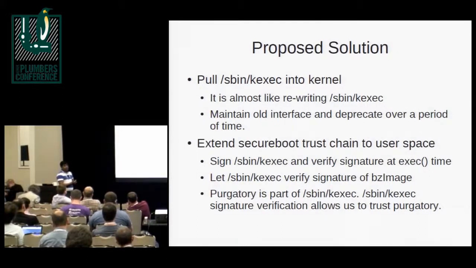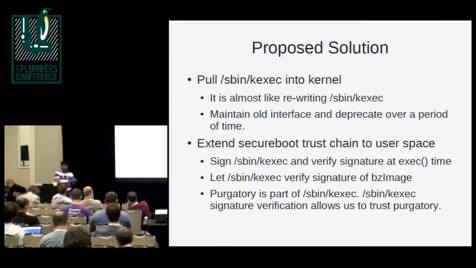So I went ahead and implemented proof of concept patches for the second approach. Sign sbin kexec, verify the signature of the binary at exec time, and then kexec verifies the signature of the new kernel being loaded. I just talked to Greg, and Greg also seems to like this approach rather than pulling everything into the kernel. The rest of my slides are about how I implemented trusted user space and what the issues were.